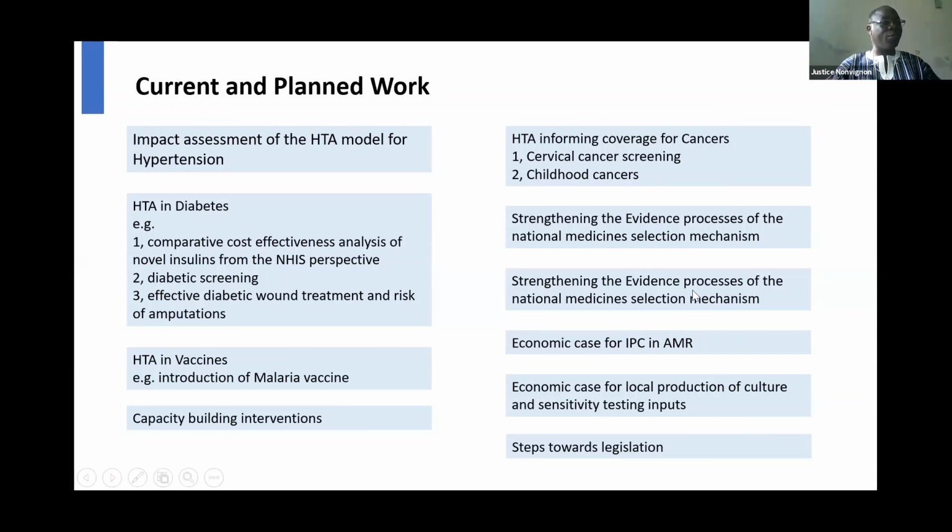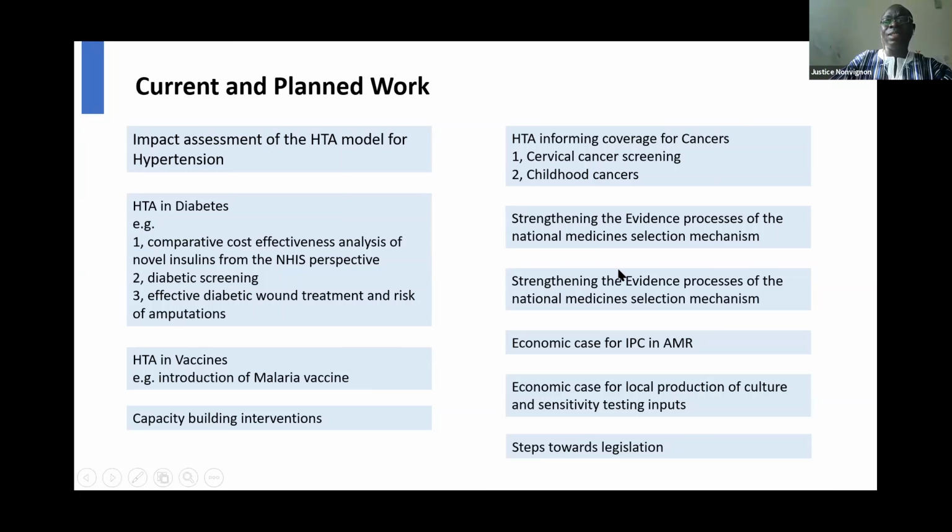We've received requests from the National Health Insurance Authority to help assess the cost effectiveness of adding screening to treatment of cervical cancers as part of the National Health Insurance Scheme. And of course, we're also working around childhood cancers, which are not on the scheme, but have some drugs, especially lymphoma, which are already approved on the scheme. So we are working around assessing the cost effectiveness of using those existing drugs to treat childhood cancers.